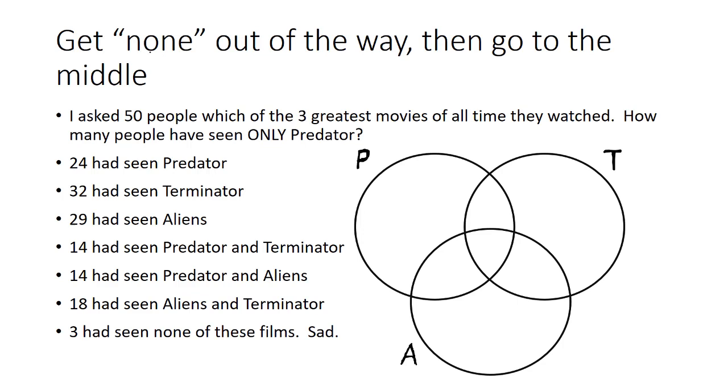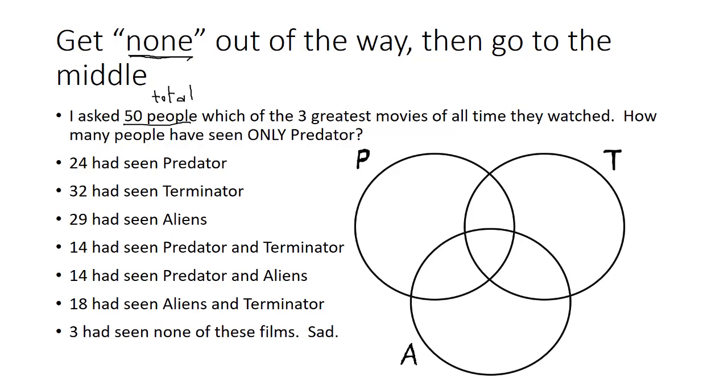In this problem, get the none out of the way first. We didn't have that in the previous problem. Not all problems will have people that have watched none of these films, or any elements that belong to none of those groups, but this one does. I asked 50 people which of the 3 greatest movies of all time they watched. So we're dealing with 50 people, 3 movies, so we have a 3-set Venn diagram.